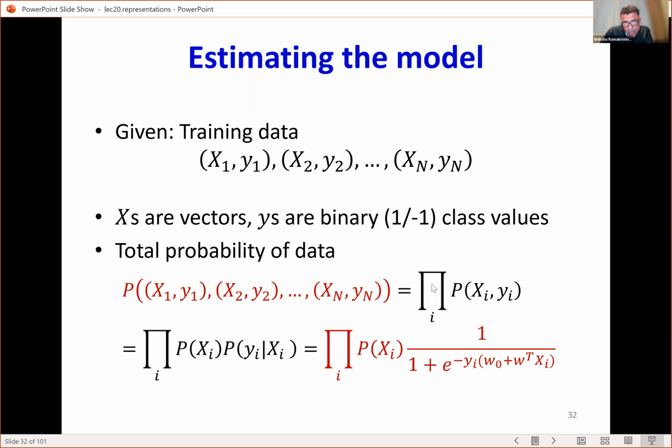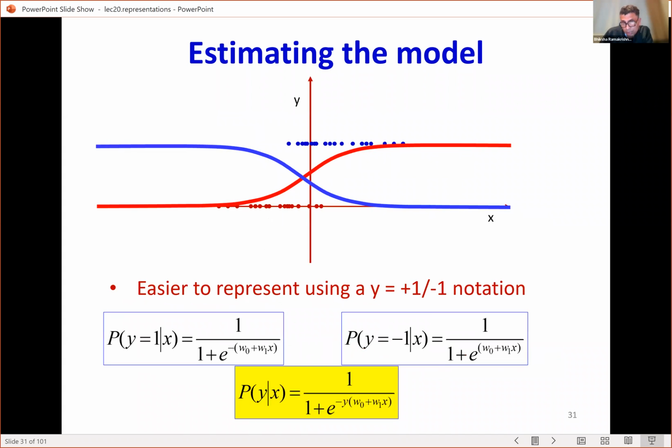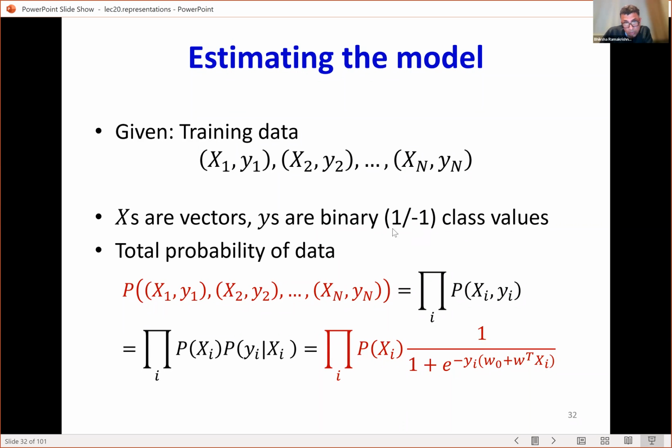Or using Bayes' rule, I can write this as the product over all instances of the probability of xi times the probability of yi given xi. And now our model for this posterior probability is given by this expression over here: p of y given x equals 1 over 1 plus e raised to minus y times w0 plus w1x. So I can write the total probability of all of my training data as the product over all training instances of p of xi times 1 over 1 plus e raised to minus yi times w0 plus w transpose xi. I just use the shorthand notation of w here.